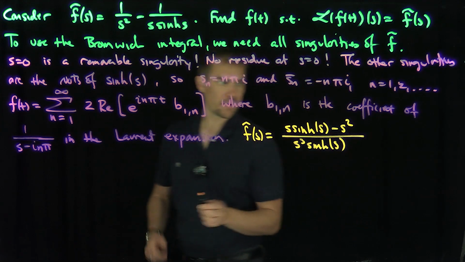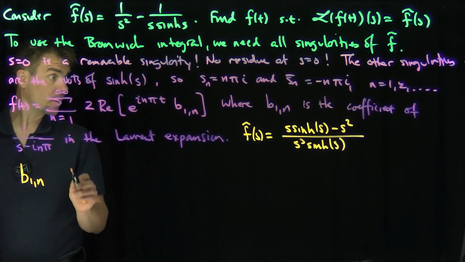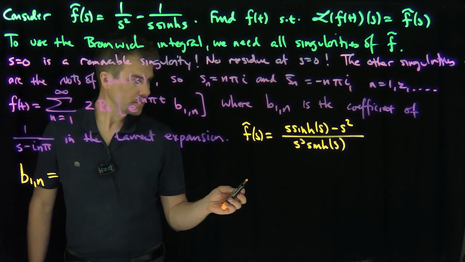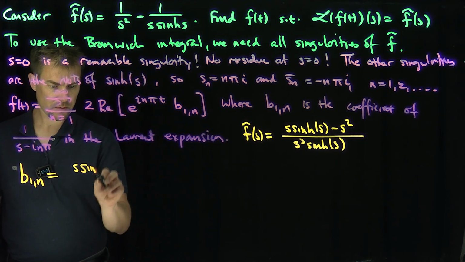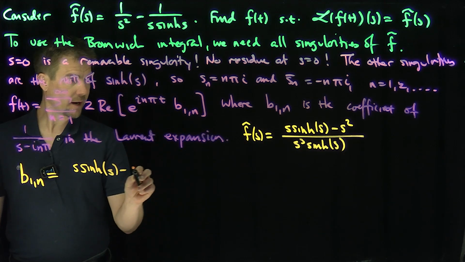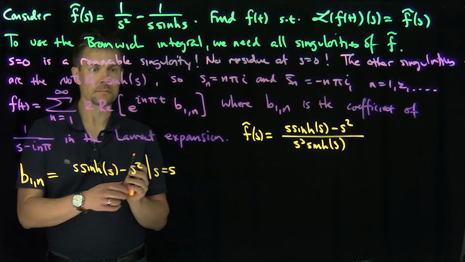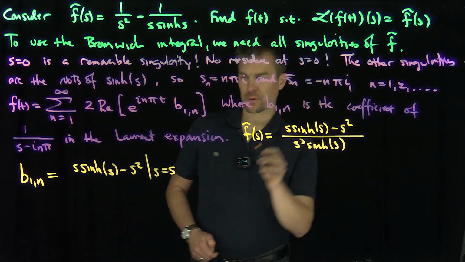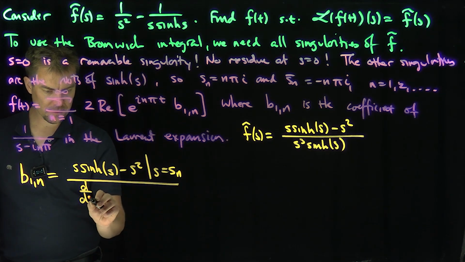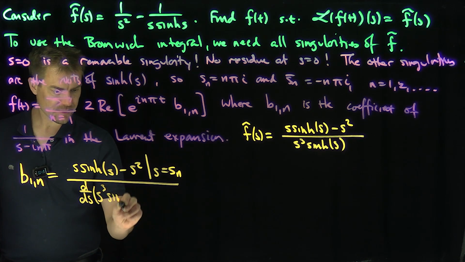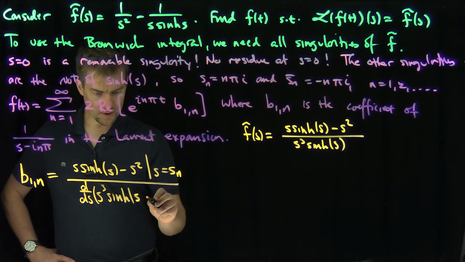So in other words, this allows me to compute that the residues, these numbers b_1n, are exactly equal to the top function, s times sinh of s minus s squared, evaluated at s equals s_n, these numbers over here, over d by ds of s cubed sinh of s, at what?